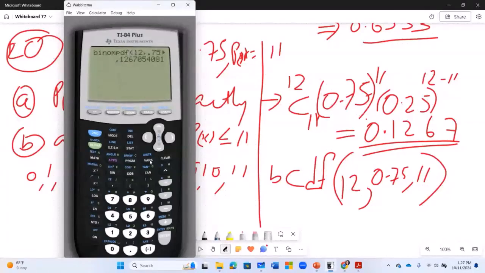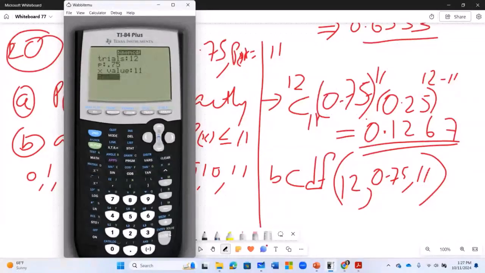So I'm going to do second distribution. Then I will start looking for binomial. And I'm looking for binomial CDF because I'm accumulating. What is the sample space? It's 12. What is success? The success is given to me as 75%. What is the random variable? The random variable is 11. I have to put 11 exactly because I'm doing an at most question. The only time I put a number less than that is when I'm doing an at least question.